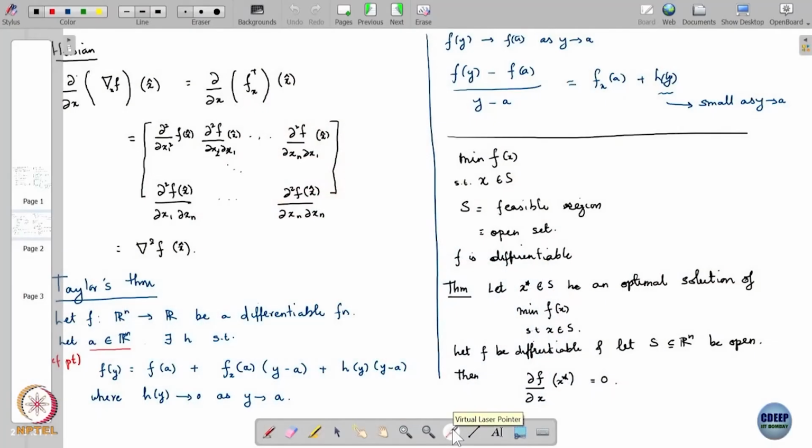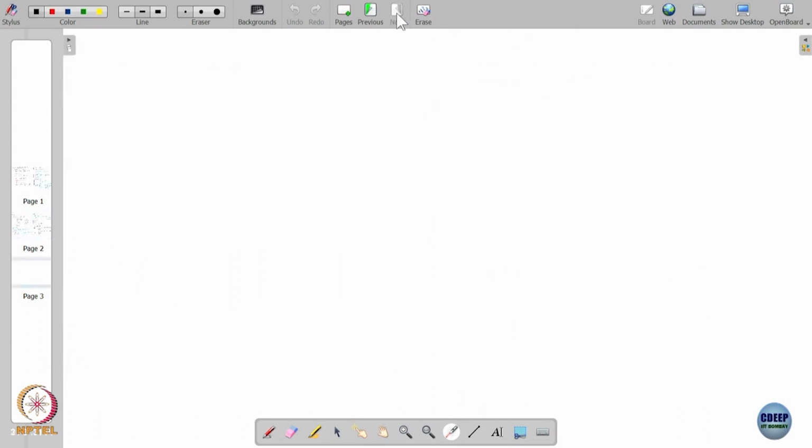Let me make sure you understand what this theorem is saying. It's saying consider this sort of optimization problem and suppose there is an optimal solution. It is not saying there is an optimal solution. It is saying suppose there is an optimal solution, and the optimization problem has the properties that f is differentiable and the feasible region is an open set. Then it has to be that the derivative of the function with respect to x evaluated at x star is equal to 0.